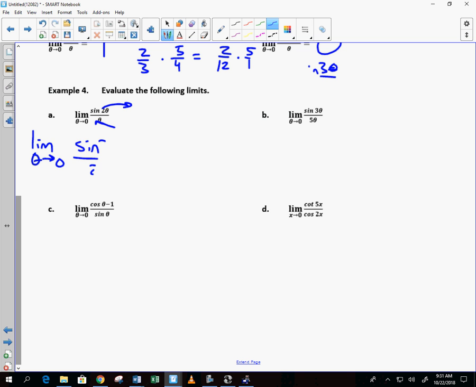Yeah, there's a lot of ways you could write it. You could multiply the 3 back over, you could write it as 3 sine of 3 theta over 5 times theta times 3. But then in order to see it, you'd want to separate it again, right? Okay. Let's try the next one, okay?